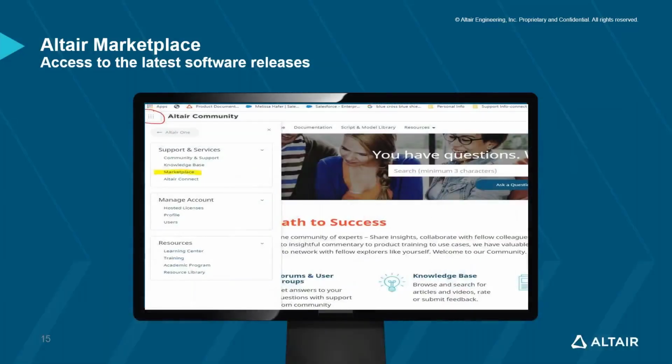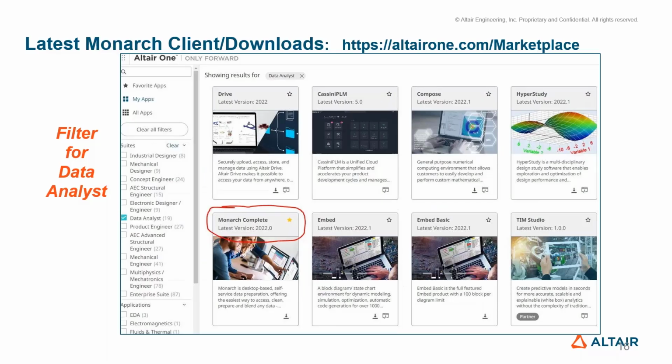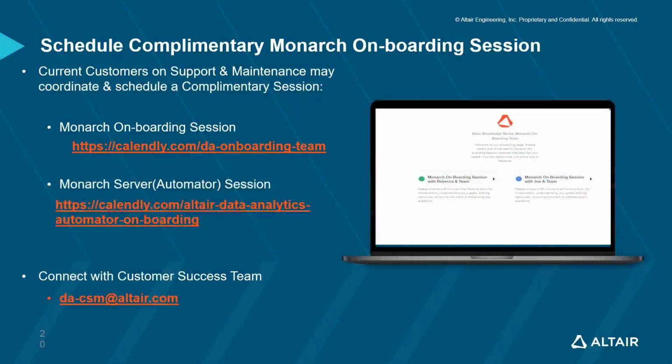So next slide. So Marketplace, it's our latest link to the latest software. So we are at version 2023.1. So that's where you can make sure to go grab that latest. So the slide I know shows 2022. So again, just filter for the data analytics suite and you can download the latest Monarch. Installation though will require admin rights, so you'll probably have to leverage your own IT team.